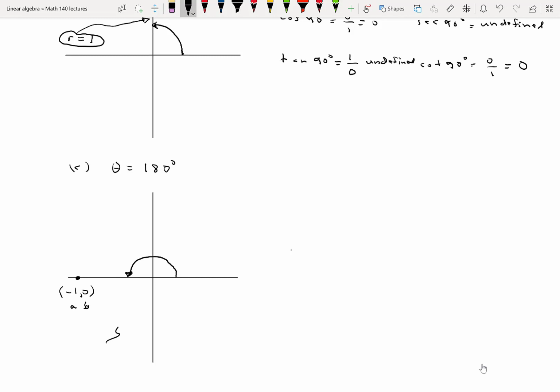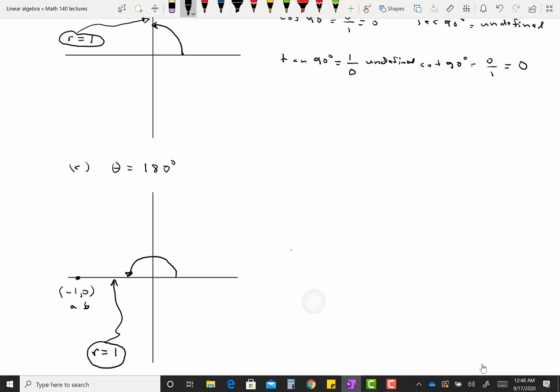So what's r equal to? The distance from the origin to the point. Very often students will make a mistake with this. The distance from the origin to the point (-1, 0) is 1. For right now, r is positive, so the distance is 1. Okay. Now once we have those three things, a, b, and r, the rest is essentially over.